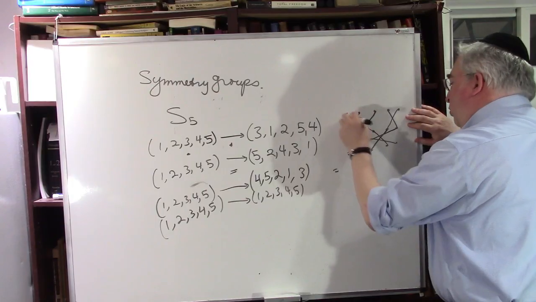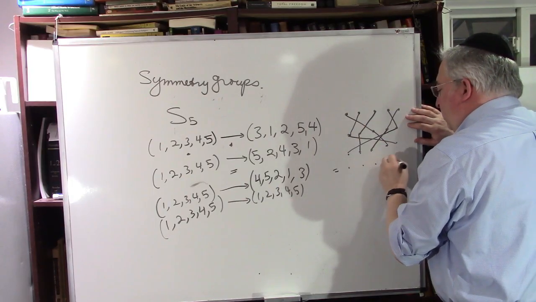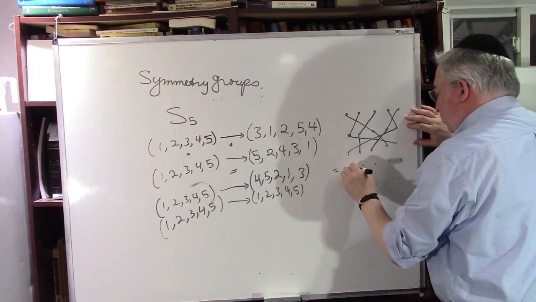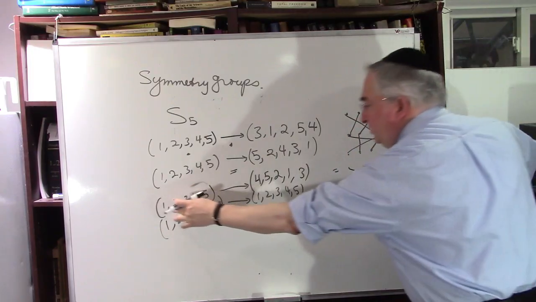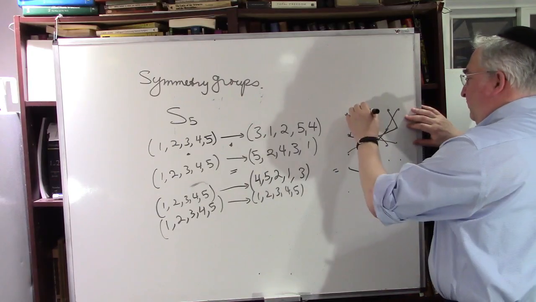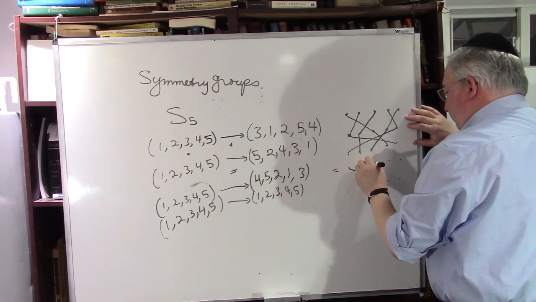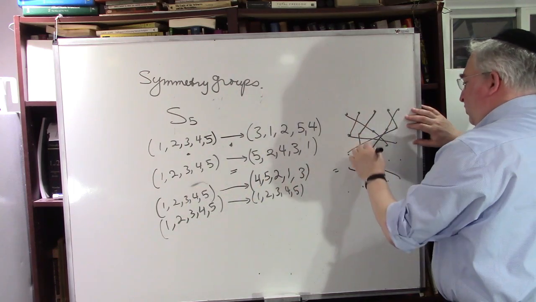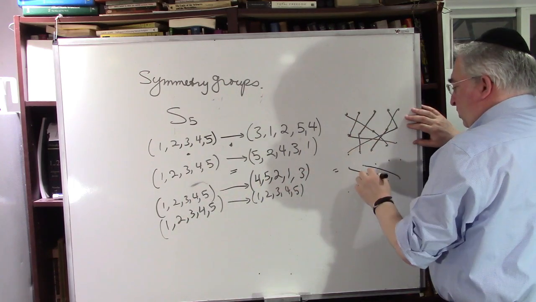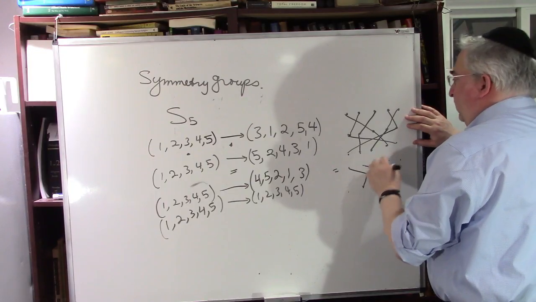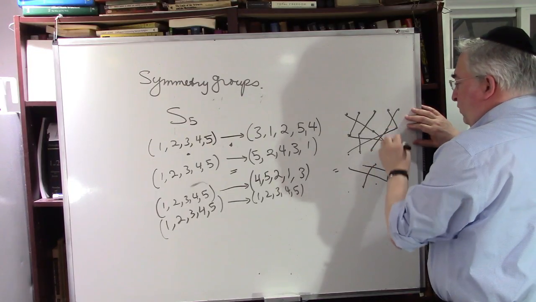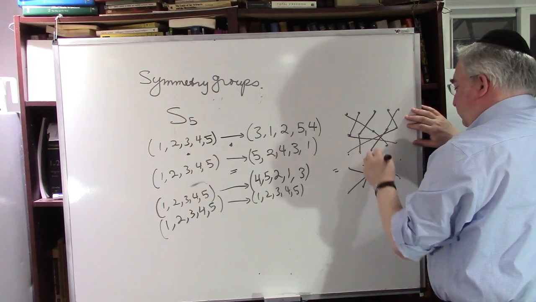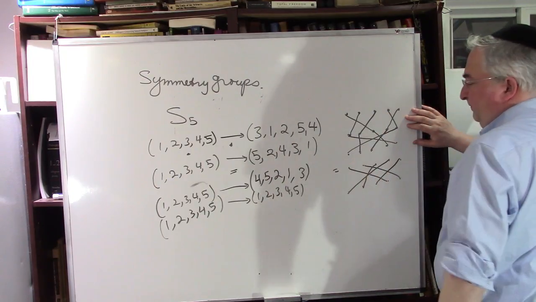We're going to get 1 goes to 4, which is exactly what we have here. 2 goes to 5, which is exactly what we have here. 3 goes to 2, that goes there. 4 goes to 1, that goes there. And 5 goes to 3, that goes there.